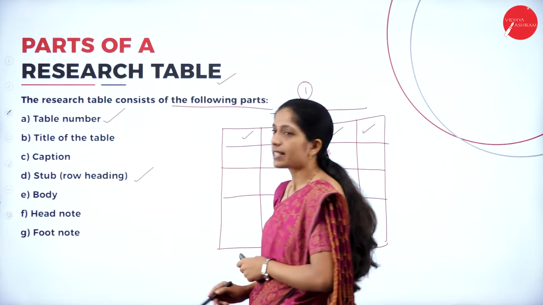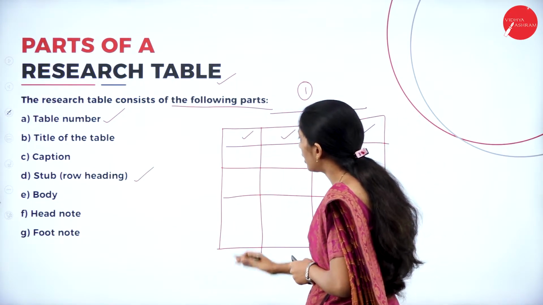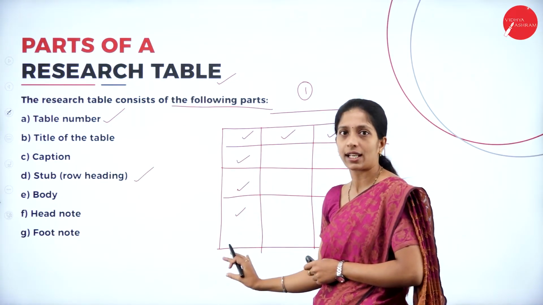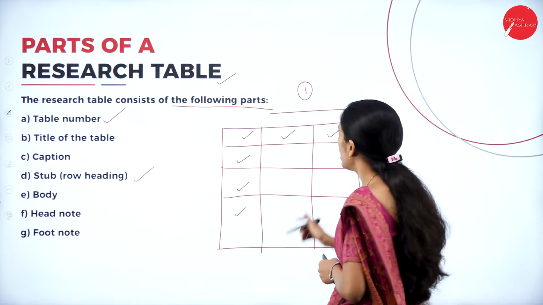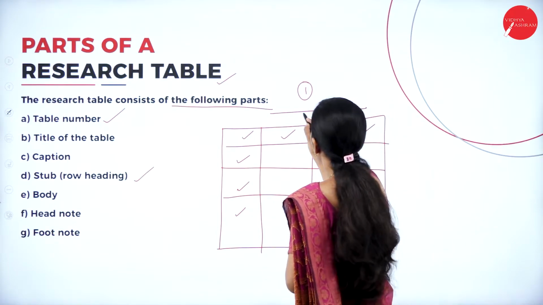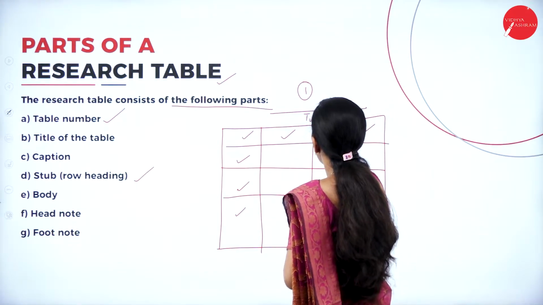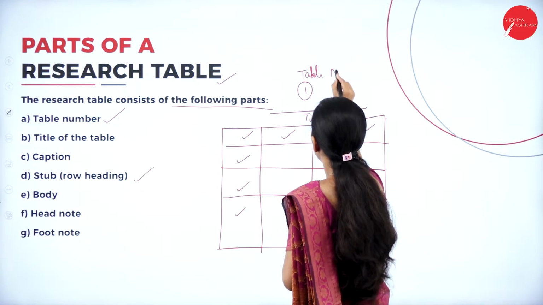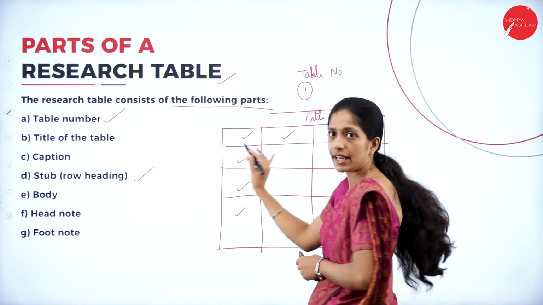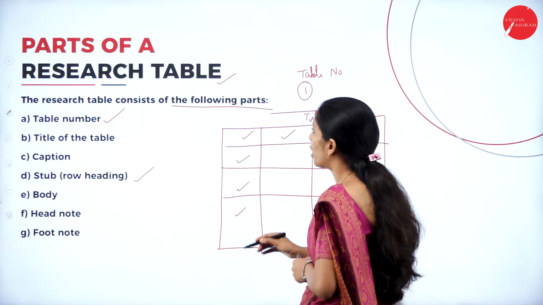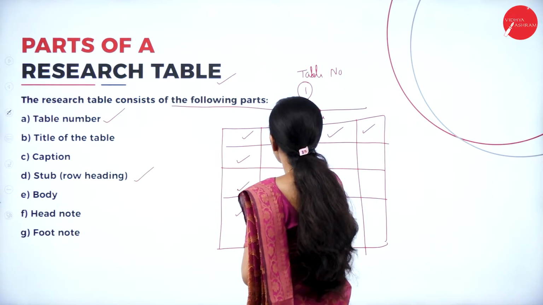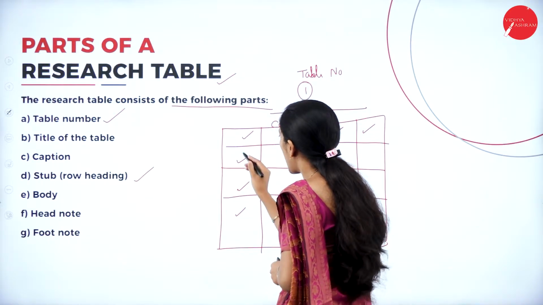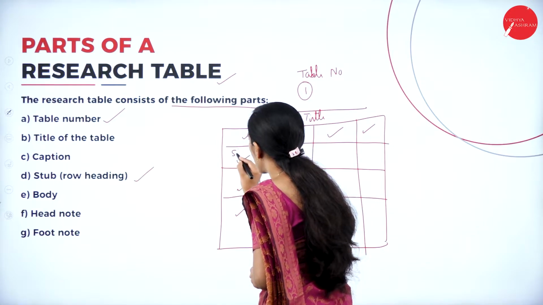Next, stub. Stub in the sense what? The captions of each and every row. The row heading is called what? Stub. Now this is the title and this is the table number, and these headings for the columns are called captions. Now this is a caption, and these row headings are called stubs.